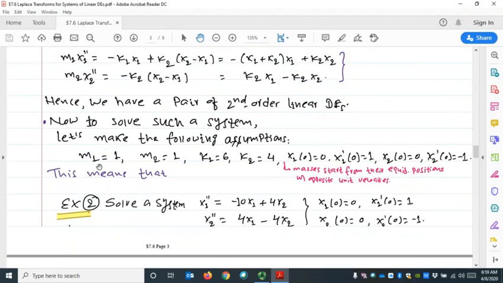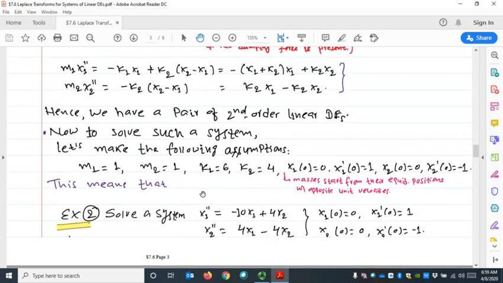So let's pick m1 is 1, m2 is 1, k1 is 6, k2 is 4, and the initial conditions: x1(0) is 0, x1'(0) is 1, x2(0) is 0, x2'(0) is negative 1. So this means that we have this system now. I'm just replacing m1 by 1.